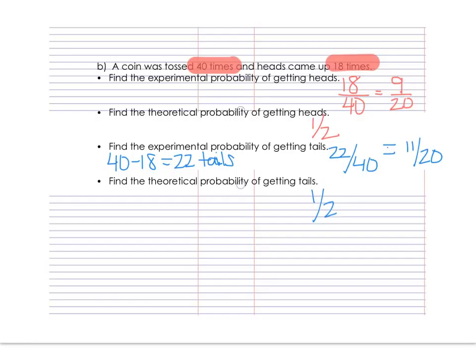One thing I will tell you guys, the more times you do an experiment like this, like if we were to flip a coin 1,000 times, our experimental probability will get closer to these halves that we're referring to here. So the more times you do an experiment, the better results you get, and the closer you're going to get to the theoretical probability.